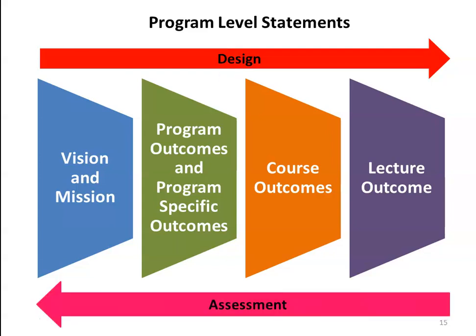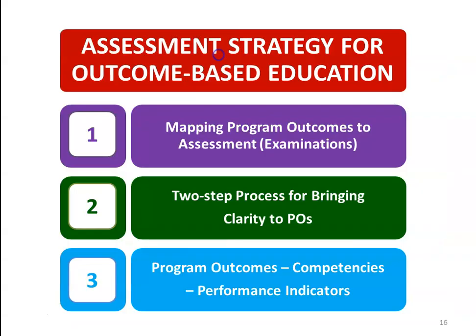But in the case of assessment, it is a bottom-up approach. First, we can directly measure what is happening inside the lecture classroom, so we measure only the lecture outcome. Based on the lecture outcome, we can correlate with the course outcome, then we correlate the course outcome with the program outcome or program-specific outcome. Then, based on the achievement of PO and PSO, we can connect with our mission. And if required, we can go back and change the mission of the department.